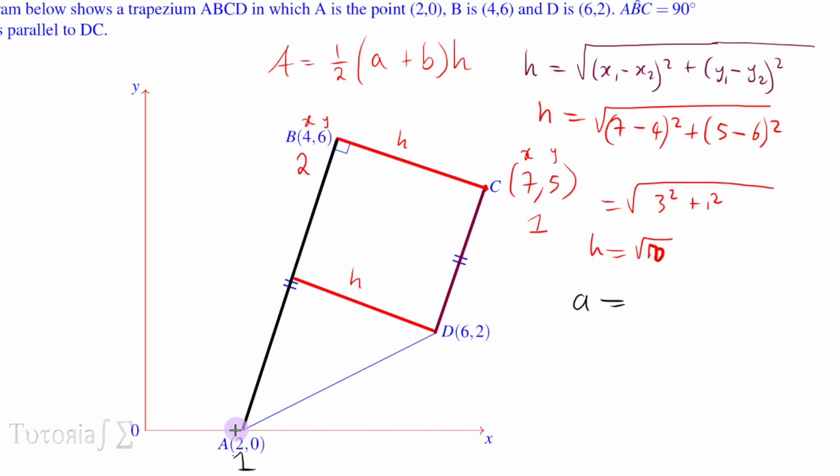So this is x and that is y. So we use the same formula on top here. x1 is 2 minus x2, which is 4. Then we square that, plus open brackets y1, which is 0, minus 6. We square that. Then here we just simplify.